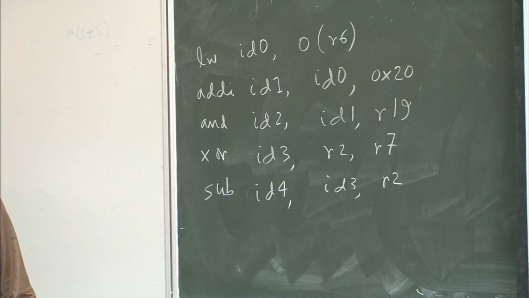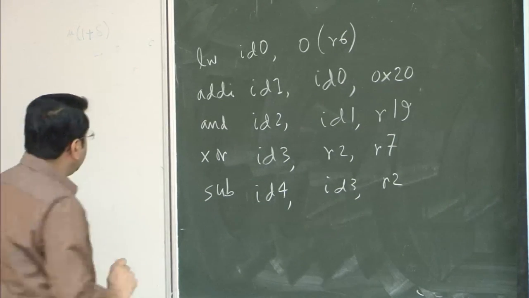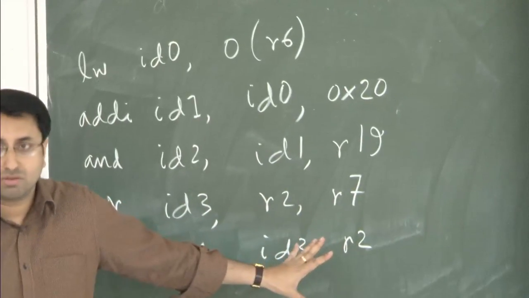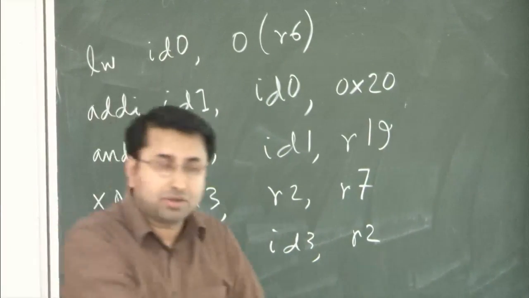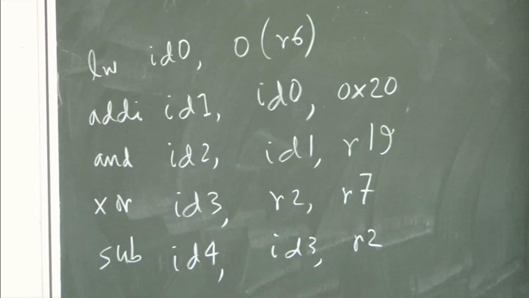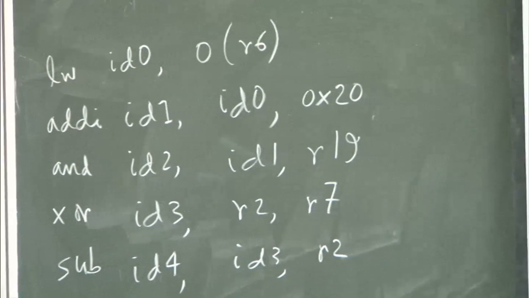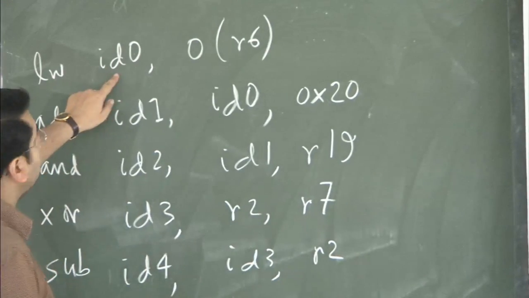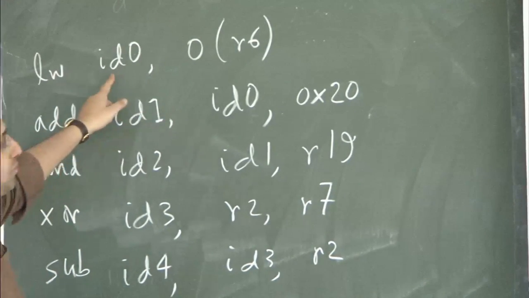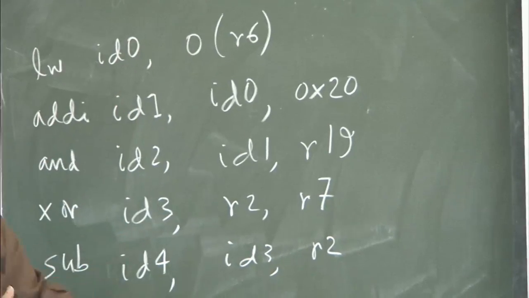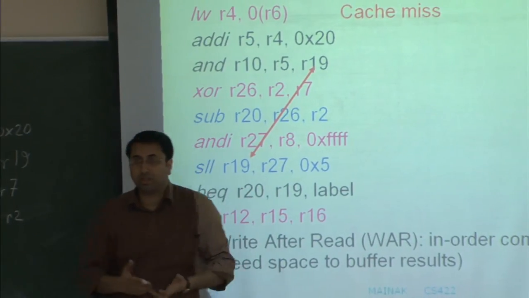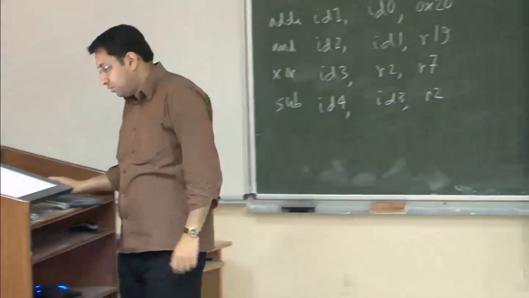I'm translating the registers from one namespace to another. The only thing to observe here is that it's a mix of two namespaces. Some of the names are coming from the architectural registers, and some are coming from my Q slot IDs. And there will be a table which maintains this mapping. For example, whenever you do this, it will say R4 is now mapped to ID 0. So when the next instruction comes in, we look up the table and know that I should replace R4 by ID 0. So that's how you do the renaming. That's what we have done till now.